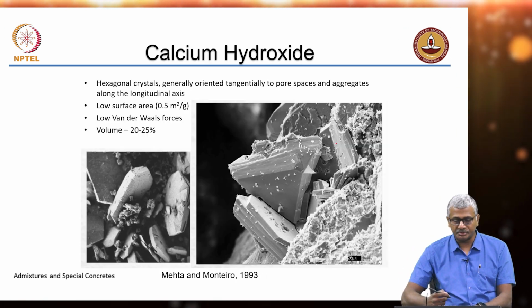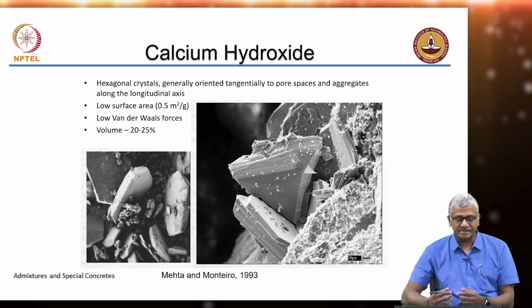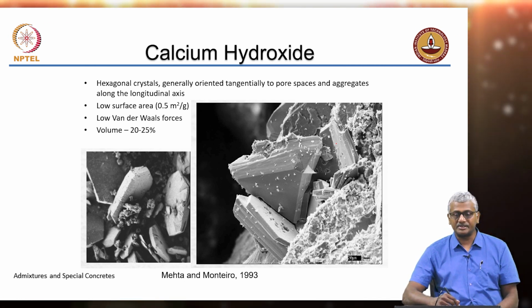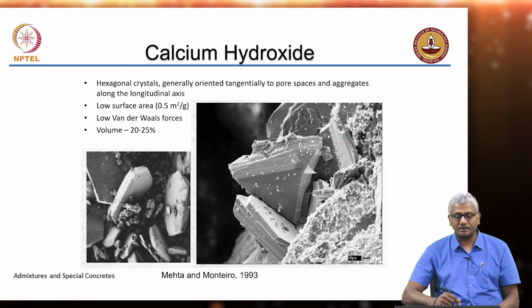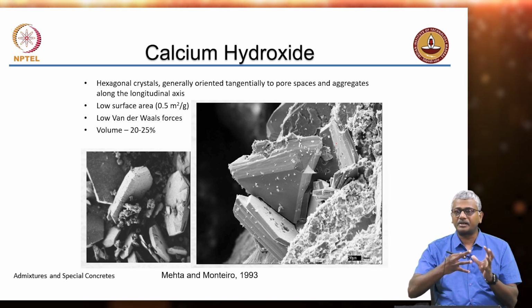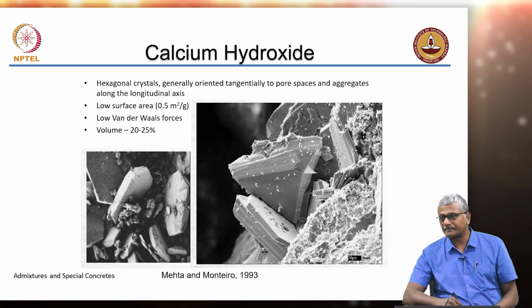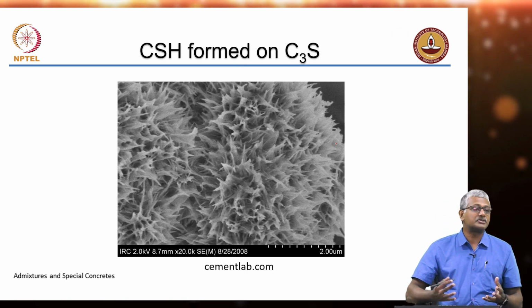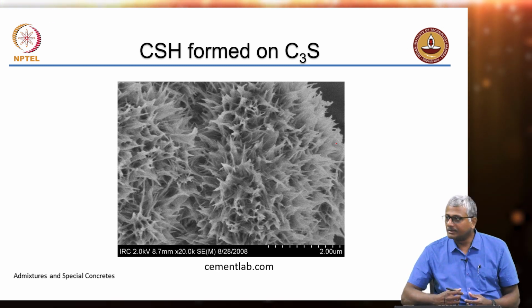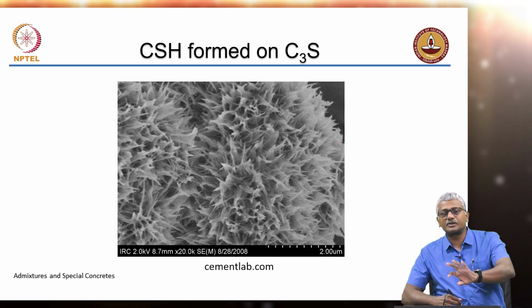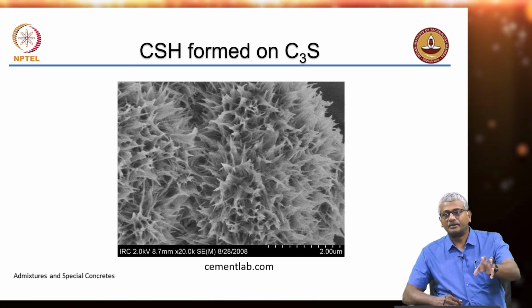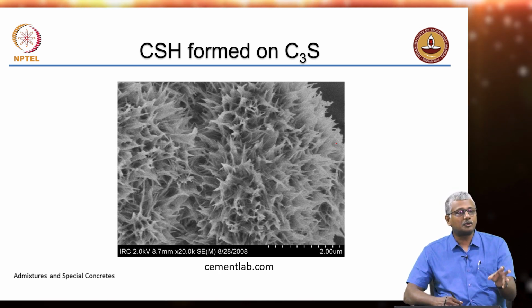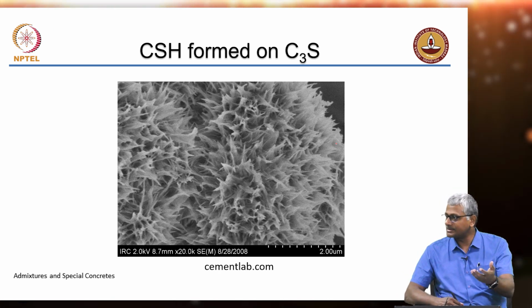More pictures on CSH. Calcium hydroxide, as I said, is a well-defined crystalline phase. It's got a hexagonal crystalline shape, and because of its well-defined bulky shape, it's got a low surface area. CSH, on the other hand, as you can see, because of its fibrous shape, it's got a very high surface area. So, when you convert your calcium hydroxide to CSH, your ability to occupy porosity increases.